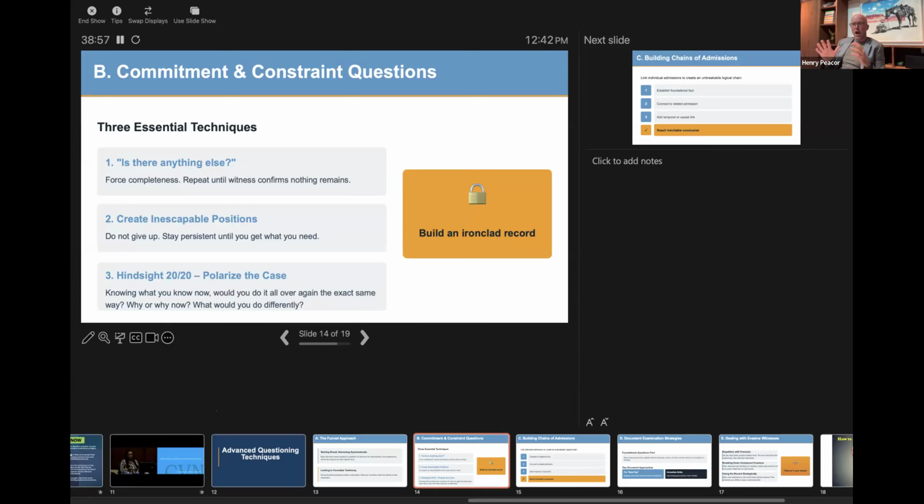Polarizing the case means we're not going to allow witnesses to stay in this ambiguous equivocation of, yeah, a little bit of this, a little bit of that. Areas of gray, that's not the recipe for a good verdict, a good result, a good outcome. We want to polarize the case. So you're saying that this was safe. You're saying that she did nothing wrong. You're saying that this is secure.